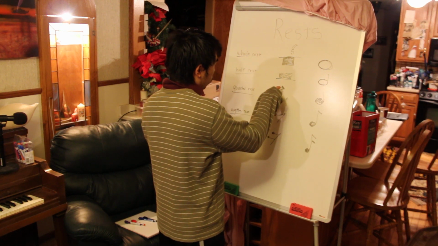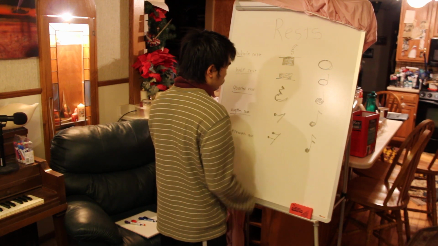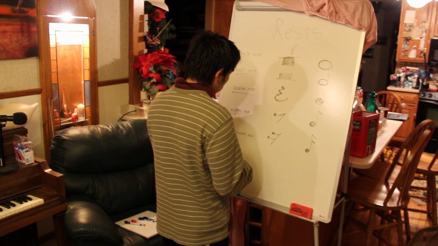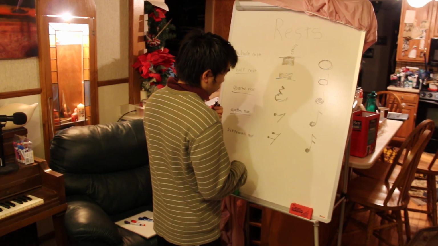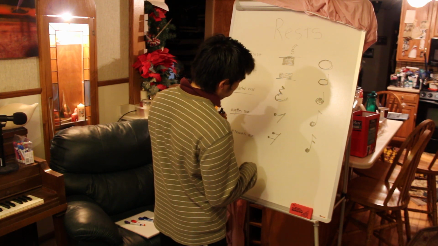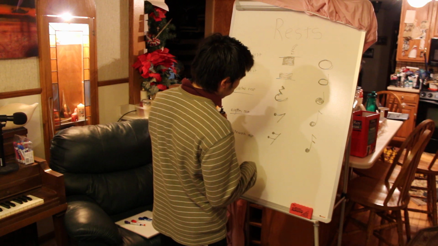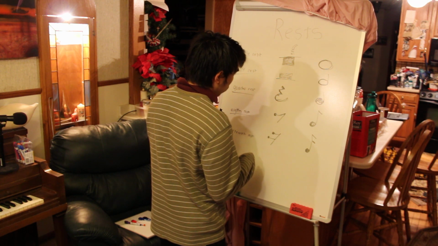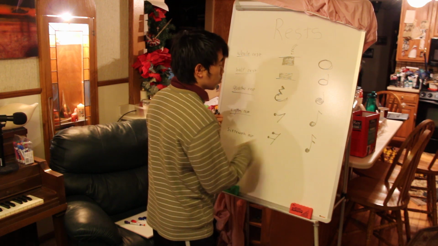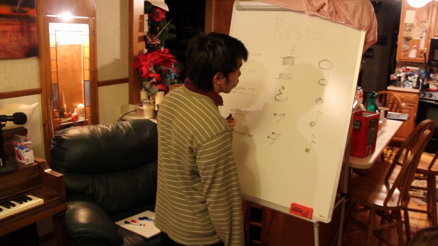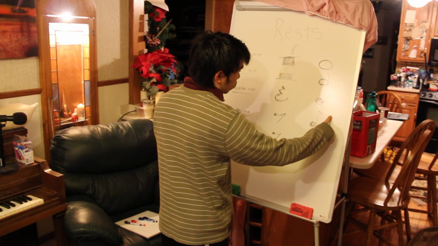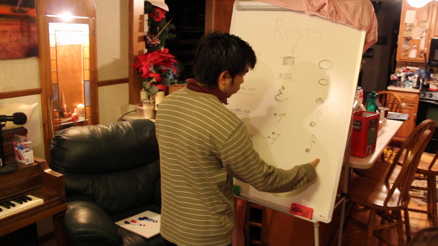Quarter rest looks like a Z with a C to it, a diagonal Z to a C attachment. And an eighth rest, I don't know how to describe it. It just kind of looks like an arrow with some circle attached to it. And the 16th rest has two attachments. And this is the equivalent of whole note, half note, quarter note, eighth note, and 16th note.